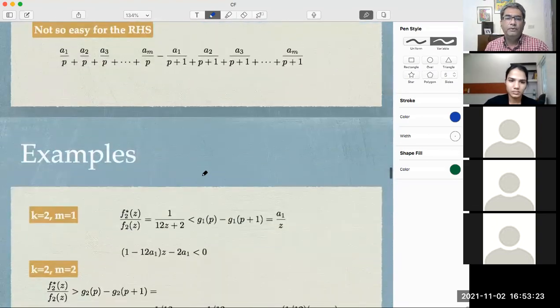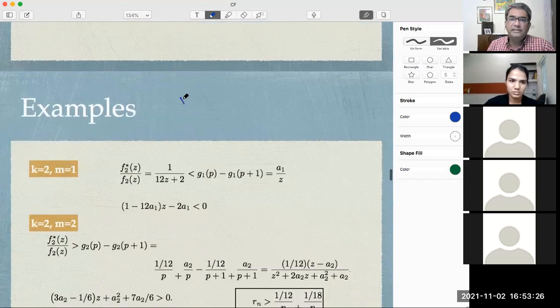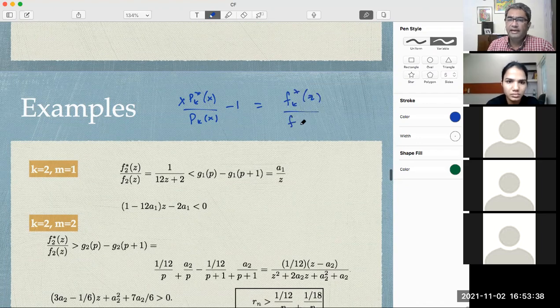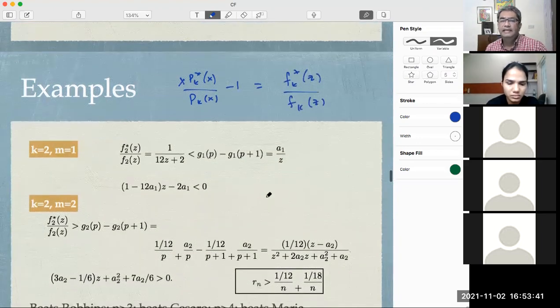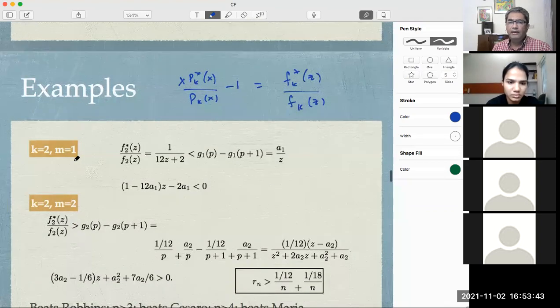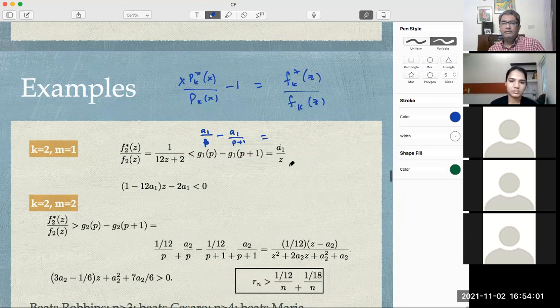Okay, so now I use some notation from before. This x pk star x can be written in terms of z, so whatever I get, I call it fk of z. Let's start with k equal to 2 and m equal to 1. So f2 star over f2 turns out to be 1 over 12 z minus 1. And this is a1 over p minus a1 over p plus 1. When I simplify, I get it in terms of p plus 1, which is z. Remember, z is p times p plus 1.